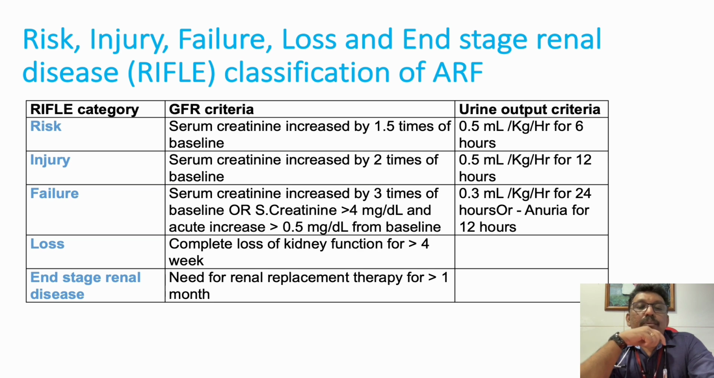Failure, again the problem increases, creatinine becomes more, and urine output becomes 0.3 ml per kg per hour for the last 24 hours, or anuria for 12 hours. Loss: creatinine has become more than 4 for a week. End stage: for a month there is a need for renal replacement therapy. That is the RIFLE classification of acute renal failure.